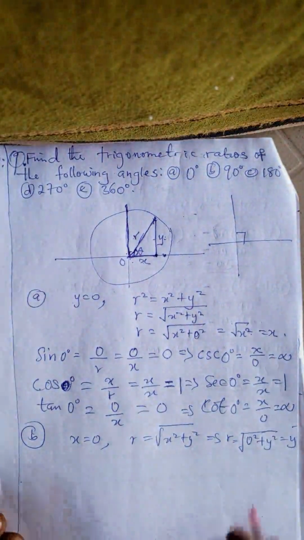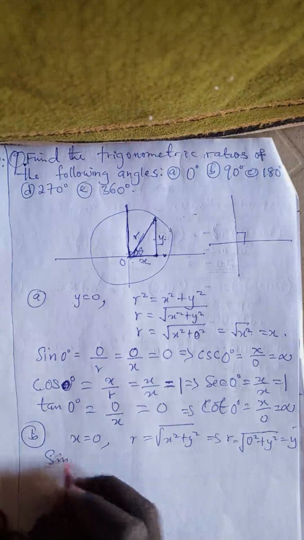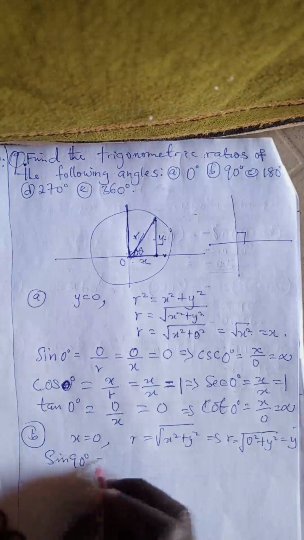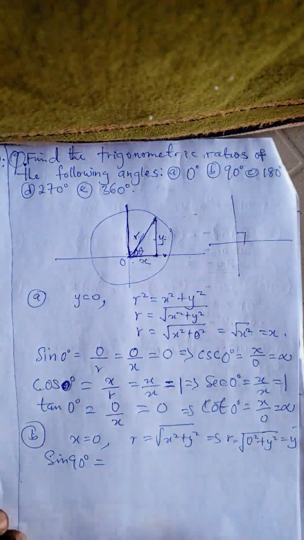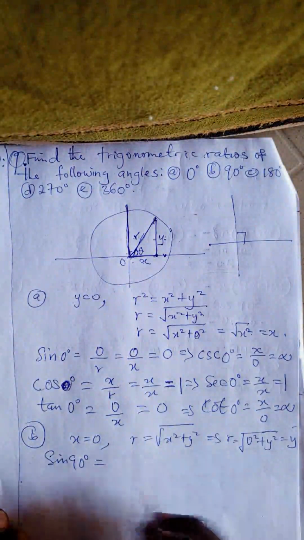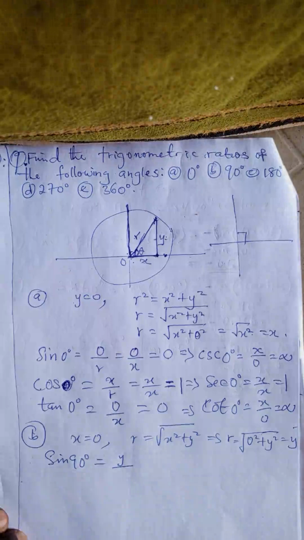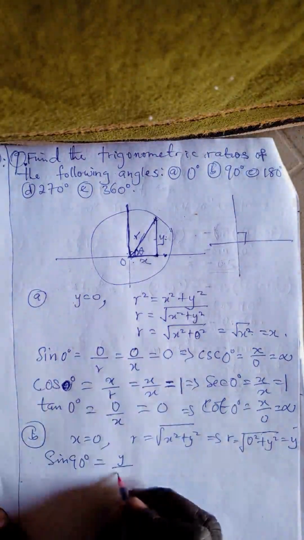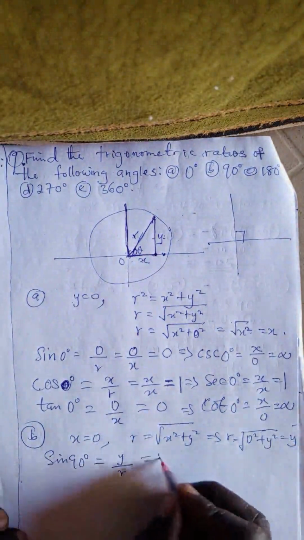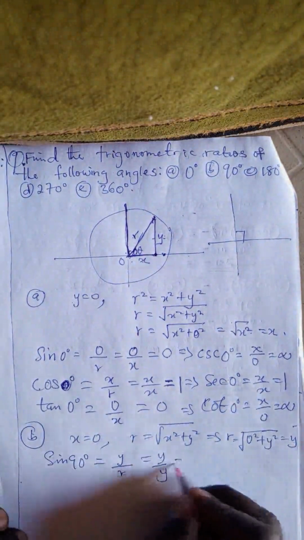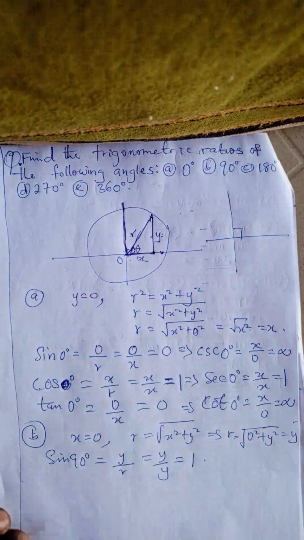So r is equal to y. So what will be sine? We're talking of 90 degrees now. So sine 90 degrees will be equal to opposite over hypotenuse. But the opposite is y, so y over hypotenuse is equal to y over r. But in this setting, r is equal to y. So this is equal to y over y, and the answer is equal to 1. So sine 90 is equal to 1.